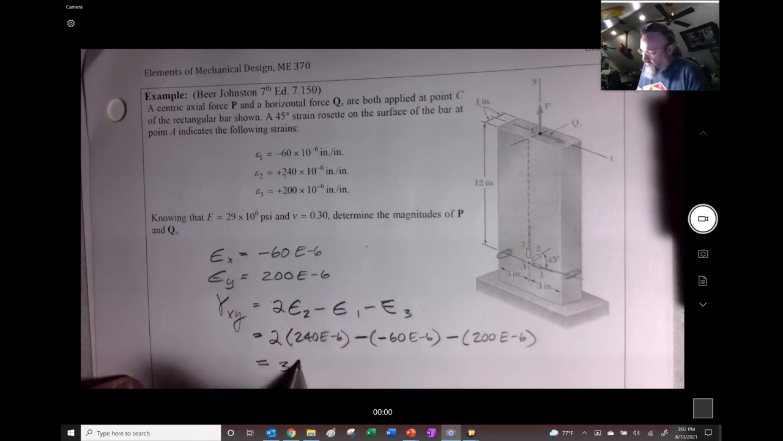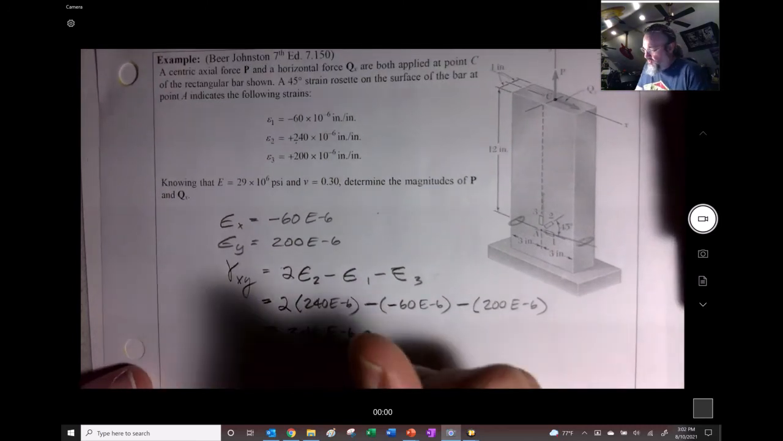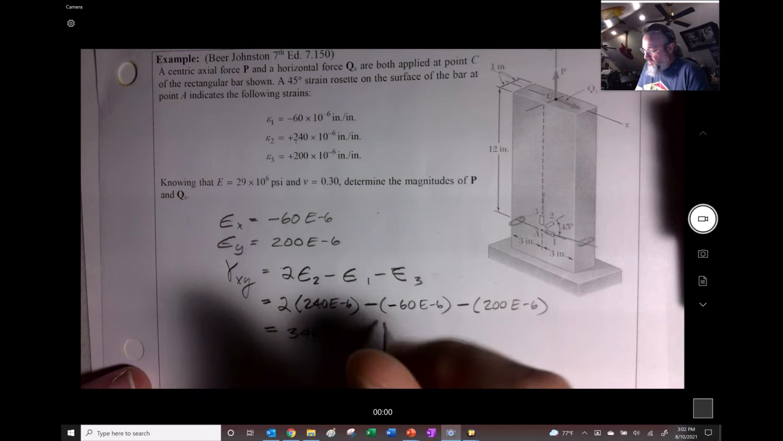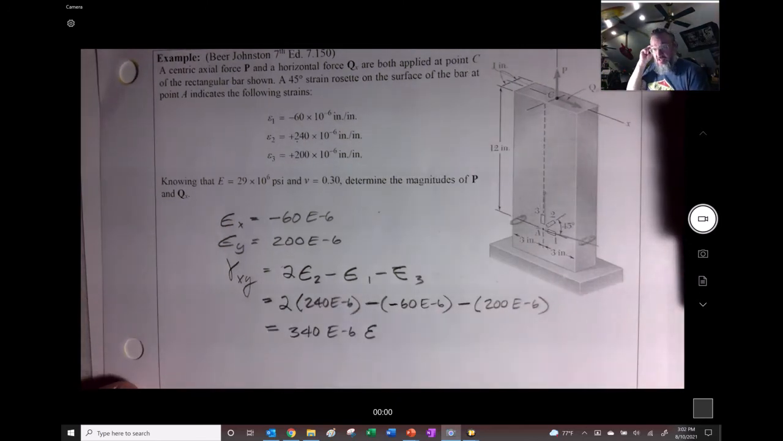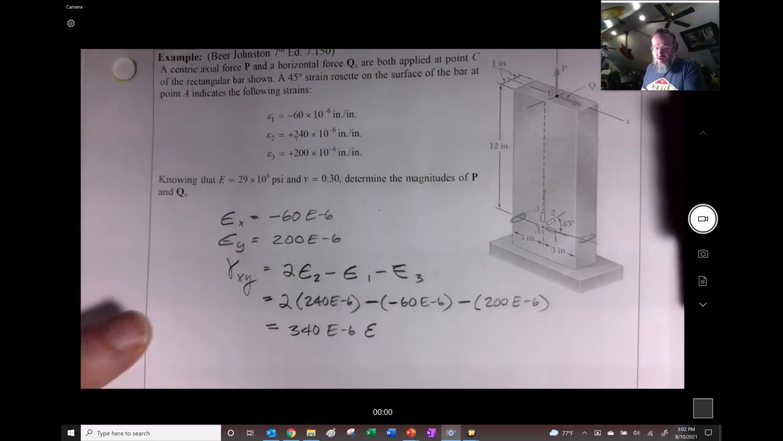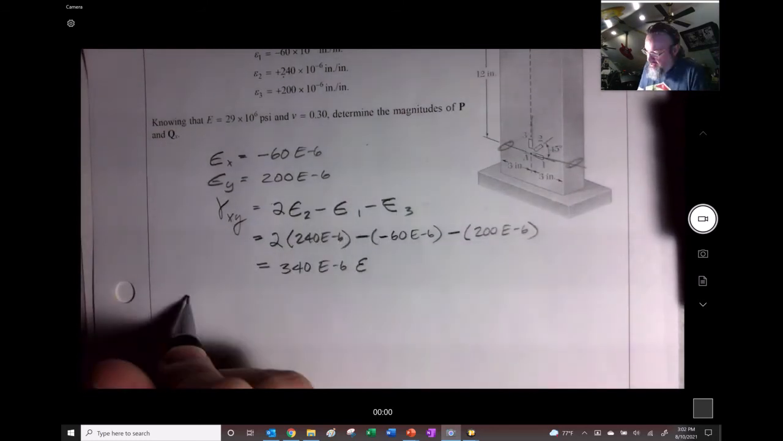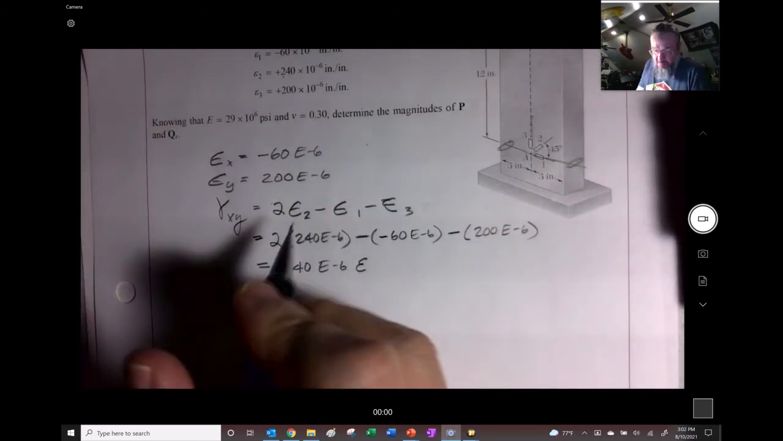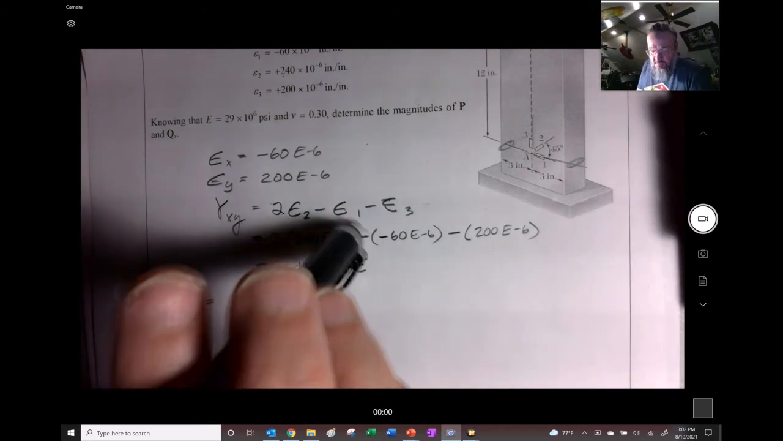340 e minus 6. And these are inches per inch, if you will, or we could just say that they are strains, right? We could say that that would be 340 microstrains in this case, but they're already micro. They're just there. All right, so if we have strains, we need stress. So we take the formulas that we use for biaxial stress and strain.